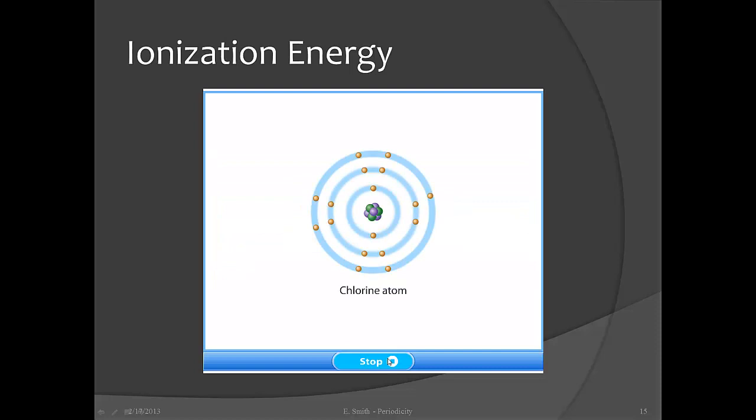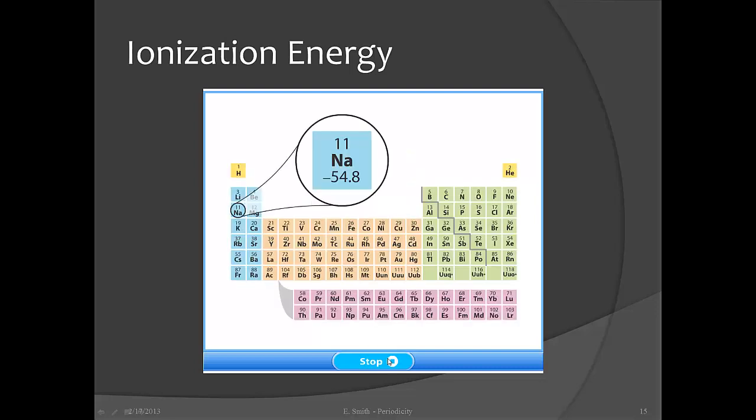A gaseous atom can also ionize by gaining electrons. Most atoms release energy in this process. This energy represents the atom's electron affinity. Electron affinity can be thought of as the tendency of an atom to accept electrons. Atoms with high electron affinities tend to form negative ions more easily than those with low electron affinities.